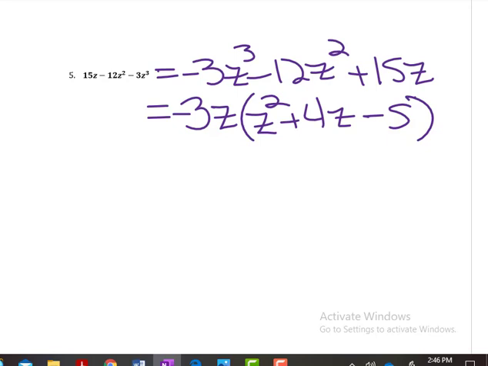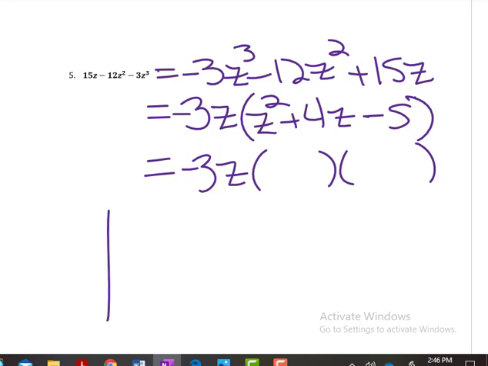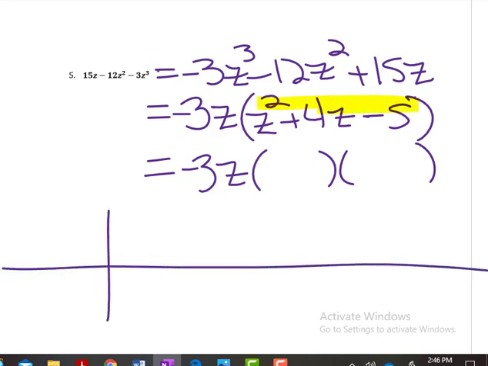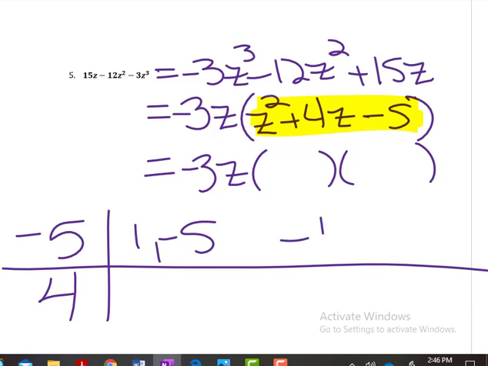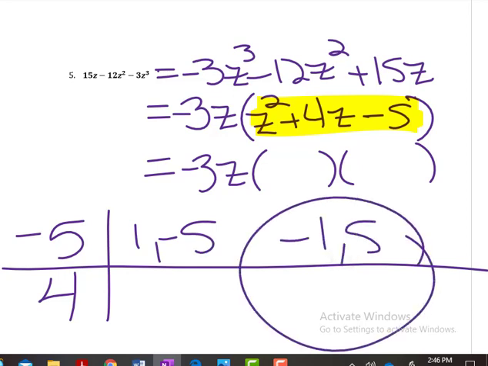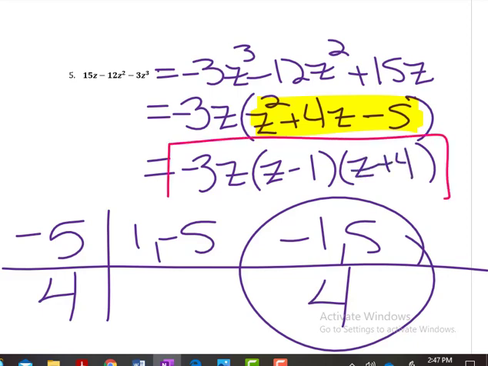So now we're going to prepare our answer area. And I do this because I get concerned that I'm going to forget that negative 3z is part of the answer. And it should always be part of the answer. Remember, I'm focusing in here to factor. So I want to look at the factors of negative 5 that add up to a positive 4. Well, negative 5 only has 2 factor pairs: 1 and negative 5, and negative 1 and 5. To get a positive 4, it's going to be negative 1 and 5. So I'll put in z minus 1, z plus 4, and that will be my final answer.